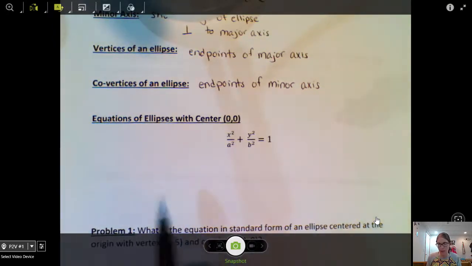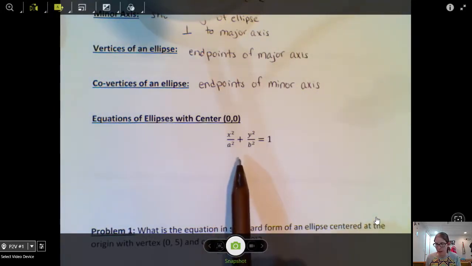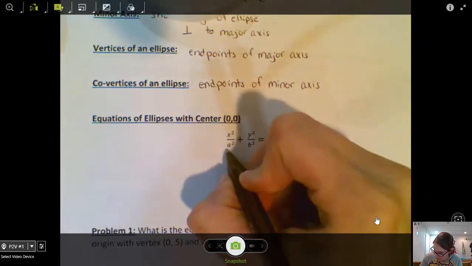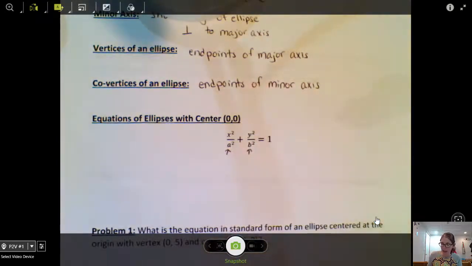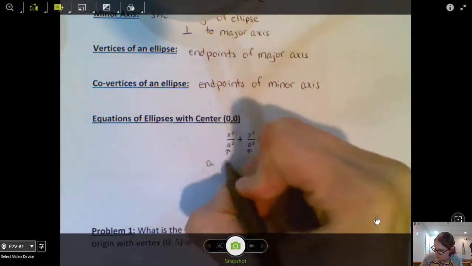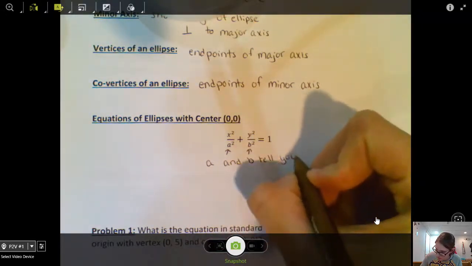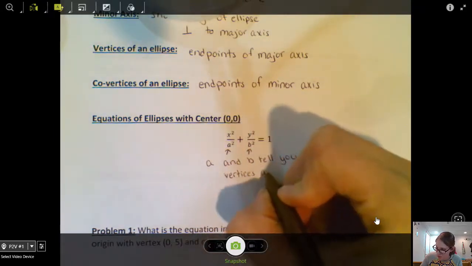Now when we're working with ellipses in section 1, we didn't really have the fractions here, but we can still have fractions, that's all right. Those fractions, our a and b values, are really, really helpful. First of all, a and b tell you what our vertices and co-vertices are.